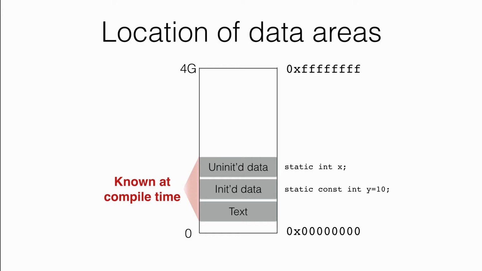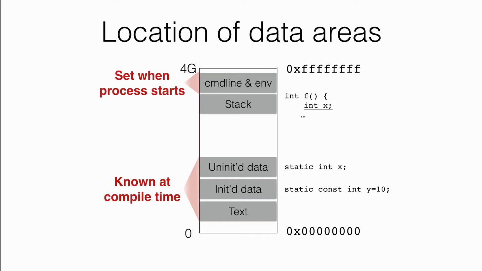All of this data is known at compile time, so the compiler can determine where it goes and can specify as much in the executable. At the top of the address space comes the command line arguments and environment variables, and these are set when the process starts. Just below them is the stack. The stack is what holds local variables, along with metadata that the program uses to call and return from functions. Above the data segment is the heap. This is the area that malloc manages.